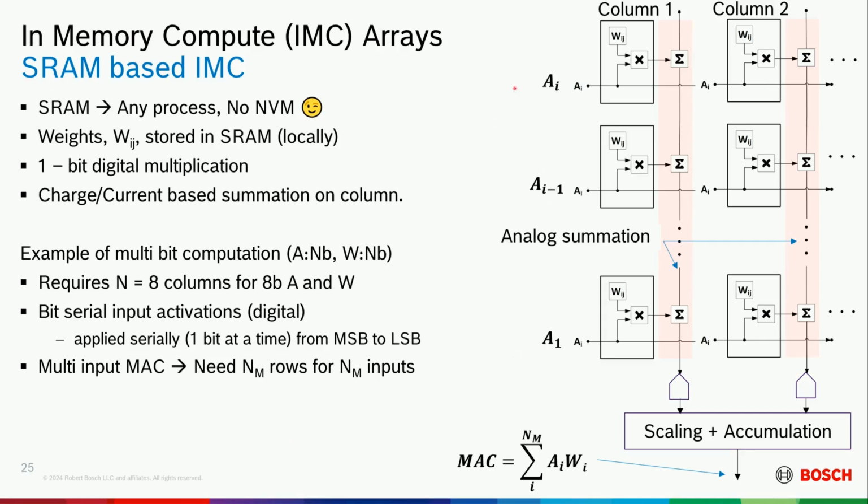Finally, if you want to do a parallel MAC, you just add rows. Each one of these is calculating one 8-bit MAC, just this computation here. If you want to do multiple of them, you add rows like this, and then you sum them in the analog domain, and then of course you have to do some sort of ADC conversion.